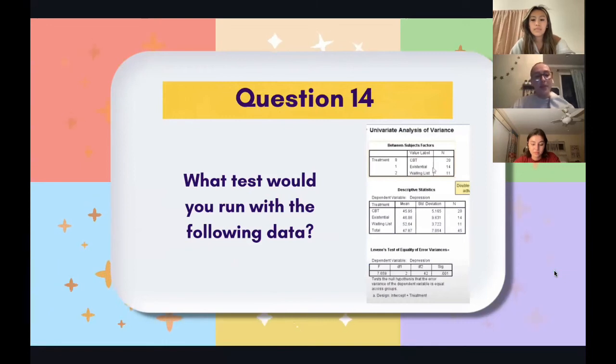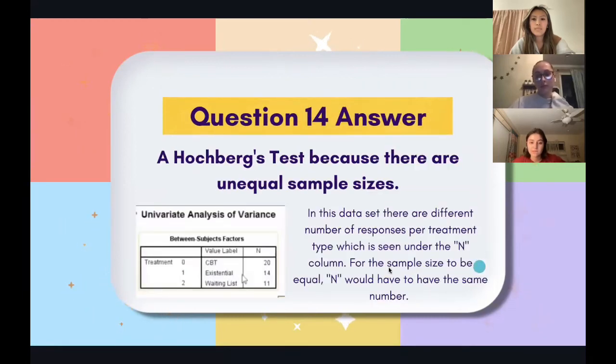Question 14. What test would you run with the following data? So for this one, a Hochberg's test because there are unequal sample sizes. In this data set, there are different numbers of responses per treatment type, which is seen under the N. Do you guys see that one on the far right? For example, for the sample size to be equal, N would have to have the same number. So that's why you use the Hochberg's test.